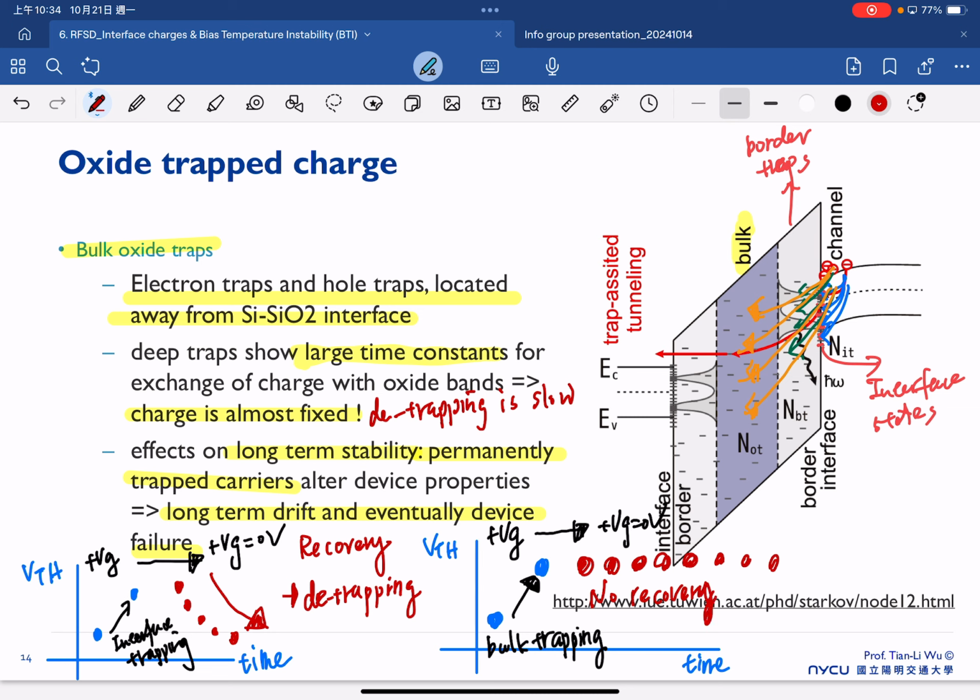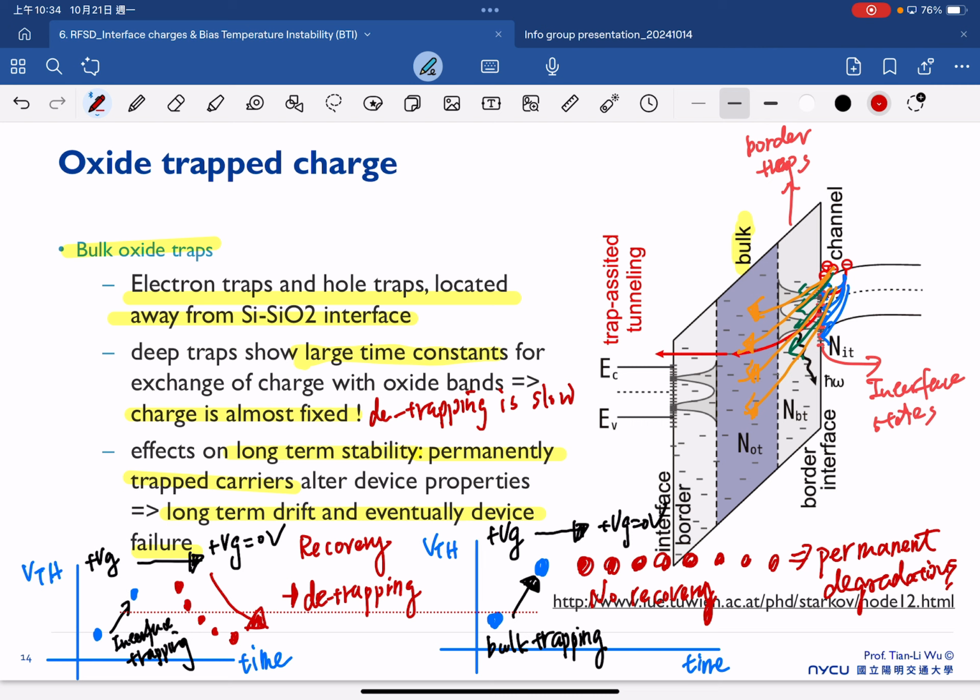There's no recovery effect here. So that's why they say the charge is almost fixed here, and the trapping is very slow, and this will influence the long-term stability and the permanent trapping carrier. So this case will always be considered a permanent degradation. So these are the two extreme cases.